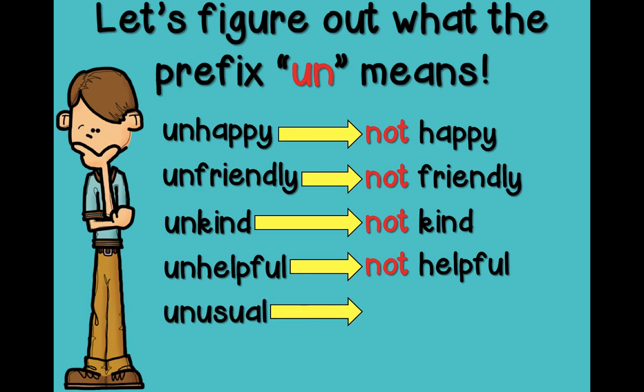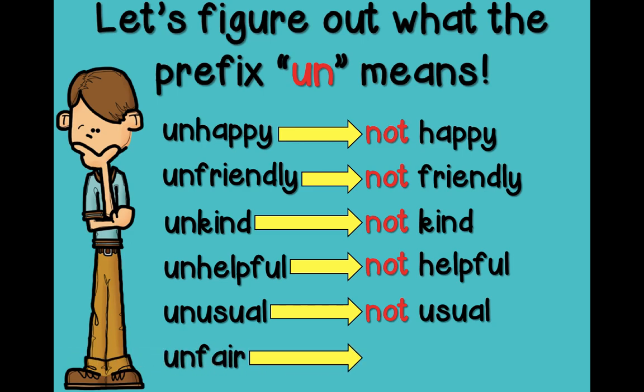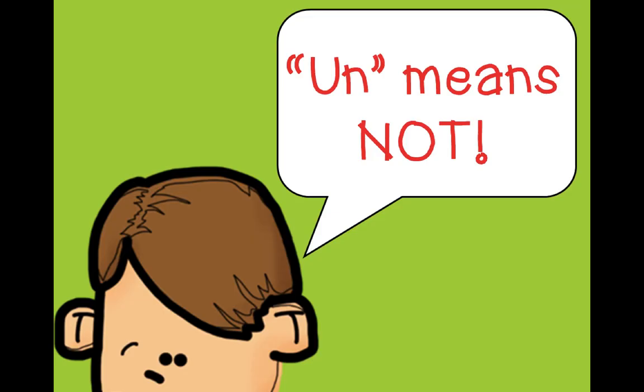Unusual. If I ever think of something that has happened to me that is unusual, that is something that is not usual. Unfair. If I ever want to think of a time that maybe my brother or sister has done something that was unfair, that means that they did something that was not fair. So what do I notice about the meaning of all of these words? All of the words begin with the prefix un, and then the definition of all these words have not. So un means not, when I think to myself what the meaning of each of those words mean.